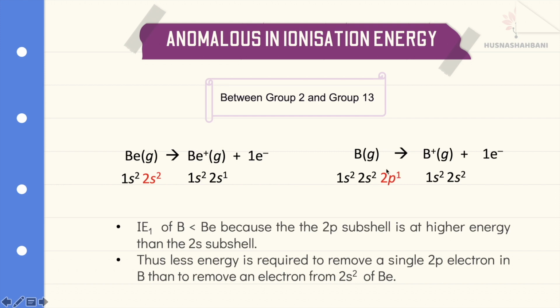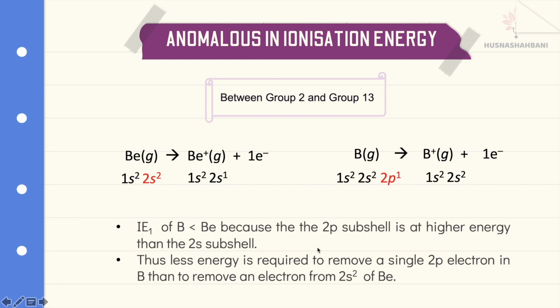So when it is at higher energy, less energy is required to remove the single 2p electron. Because we know that the definition of ionization energy is the minimum energy required. When the energy of B is already high, you don't need more energy because you already have the high energy of 2p. So that's why only less energy is required to remove the electron in B, because it already has high energy in 2p.